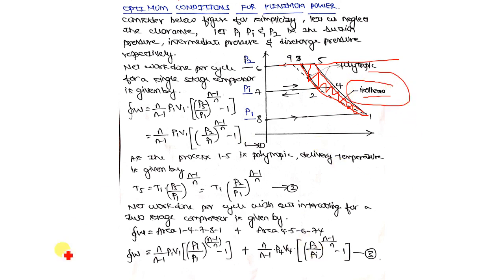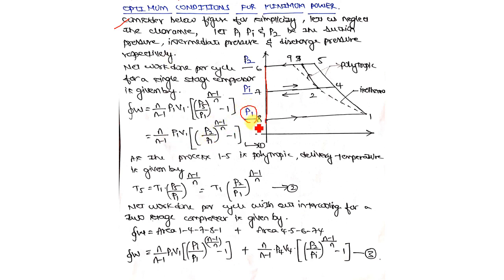Let us see one by one here. Consider the below figure for simplicity. Let us neglect the clearance volume. So clearance volume is being neglected. That's why it is on the y-axis. Okay. Let P1, Pi, P2 be the suction pressure, intermediate pressure, and discharge pressure respectively. So P1 is your suction pressure, Pi is your intermediate pressure, and P2 is your delivery pressure.